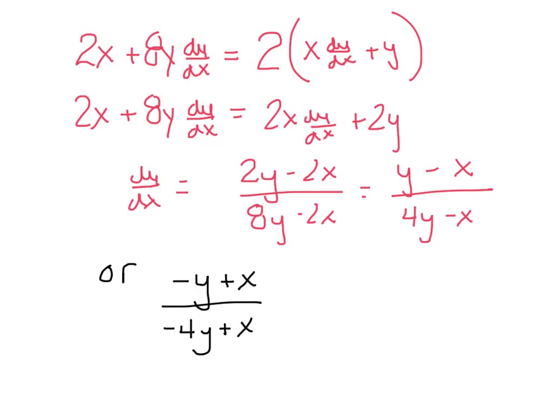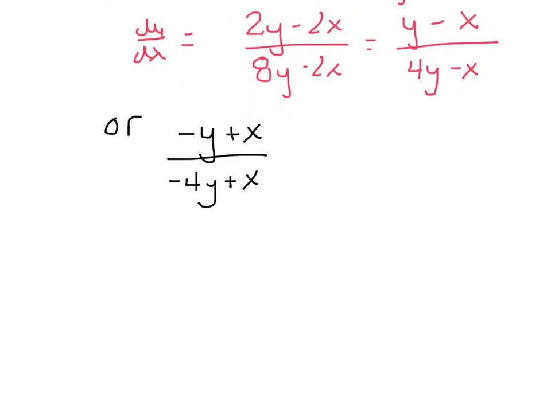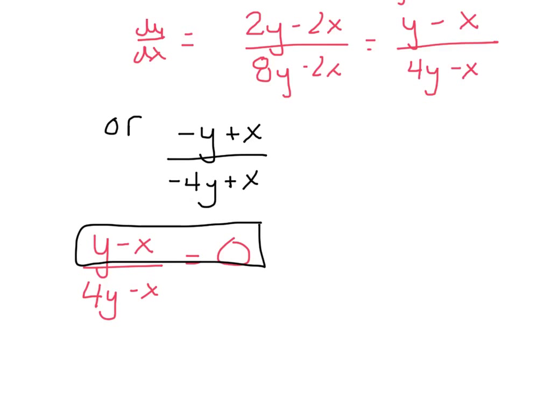Alright, so that's just the first piece. And remember, we said horizontal means a slope of 0. So I'm going to take that function I got and set it equal to 0. y minus x over 4y minus x equals 0. Now, if a fraction equals 0, we've talked about this, what part is actually equal to 0? Well, that's just the numerator. If the bottom was equal to 0, that would be undefined. So I'm going to say y minus x equals 0, or y equals x.